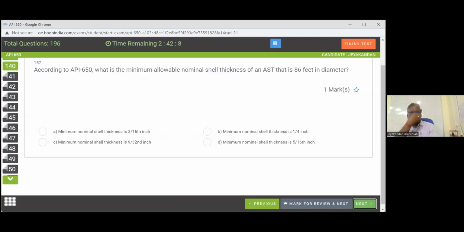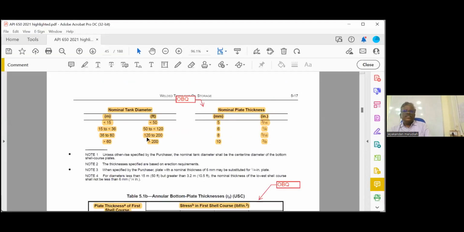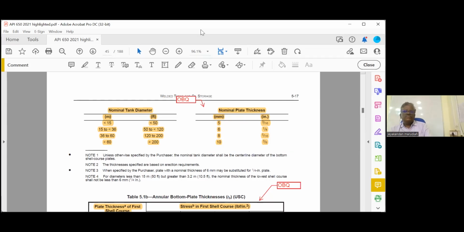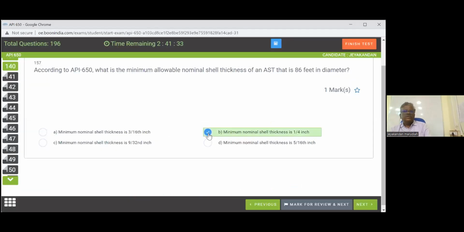Very good. Next. According to API 650, what is the minimum allowable nominal shell thickness of an AS? Above that there is a table. What is the minimum thickness for 86 feet diameter? Minimum nominal shell thickness: 86 feet, so if it is 50 to 120, it will be 1/4 inch. Don't see the meter, see the feet. Answer is 1/4 inch.